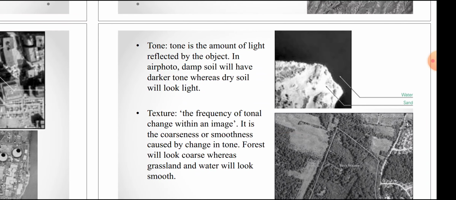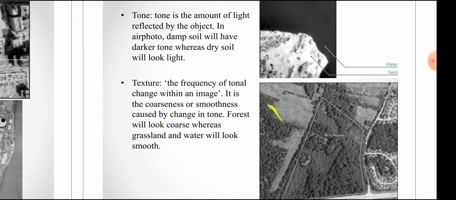Tone. Tone is the amount of light reflected by the object. In an air photo, damp soil will have a darker tone, whereas dry soil will look light. Texture. The frequency of tonal change within an image. It is the coarseness or smoothness caused by change in tone. Forest will look coarse, whereas grassland and water will look smooth.